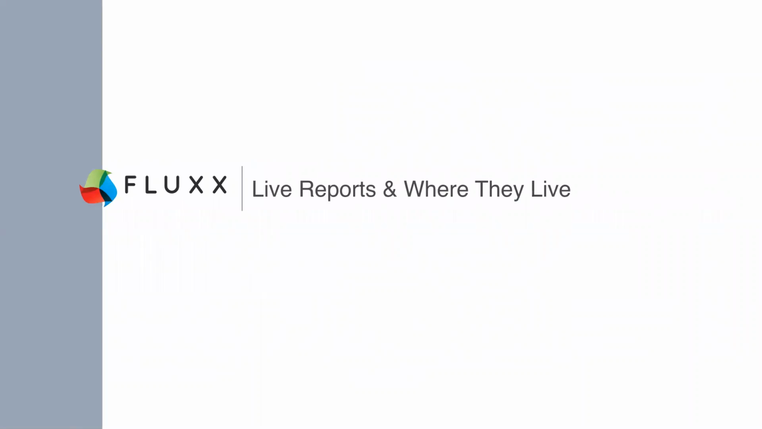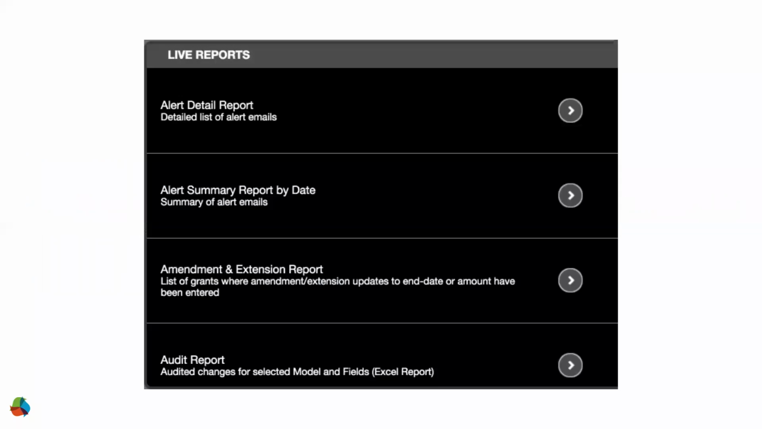All right, now let's get into how you can take advantage of your pre-made reports. There are many standard options available in your system for reporting, which we refer to as live reports. These are hard-coded reports that exist in every site. They've been created by Fluxx based on various criteria and cannot be edited, though you can always sort the data further in Excel if you choose.